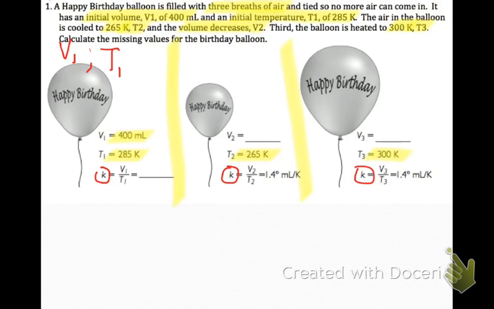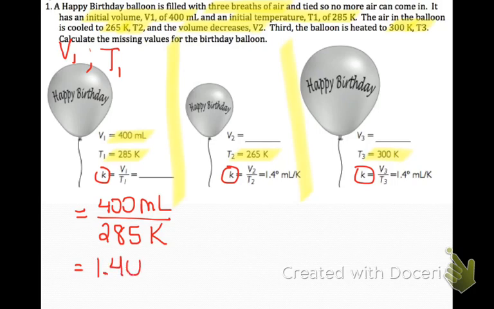So the first one is showing us V1 over T1. So this is a simple little plug-in. We can put in 400 milliliters, which is our volume, over 285 Kelvin, which is our temperature. And then from there, when you plug this into your calculator, you get 1.40 milliliters over Kelvin. So that's what we'll plug in here, 1.40 milliliters over Kelvin.